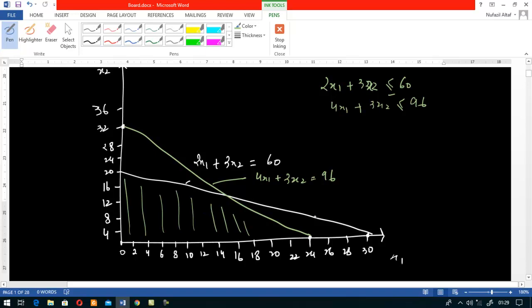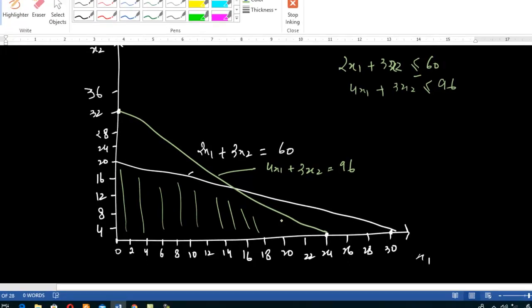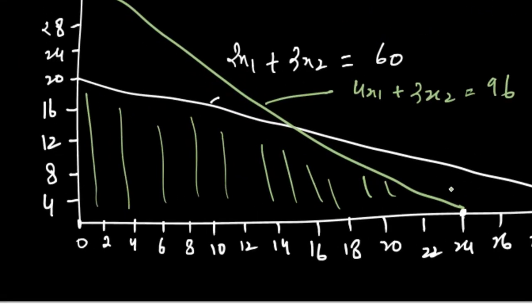Now why not this? Because this is only less than equation 1. Why not this? Because it's only less than equation 2. The only area that is less than both equations is over here. So I am going to mark the points for it. Let me call this A, this point B, this point C, and this point D. Now the next step is that I need to find the coordinates of A, B, C and D.